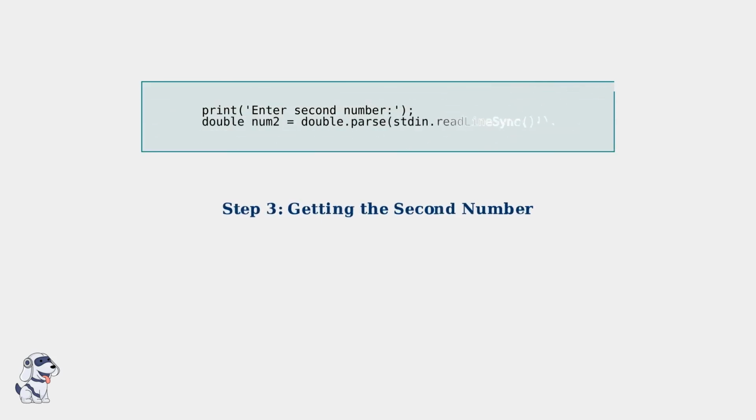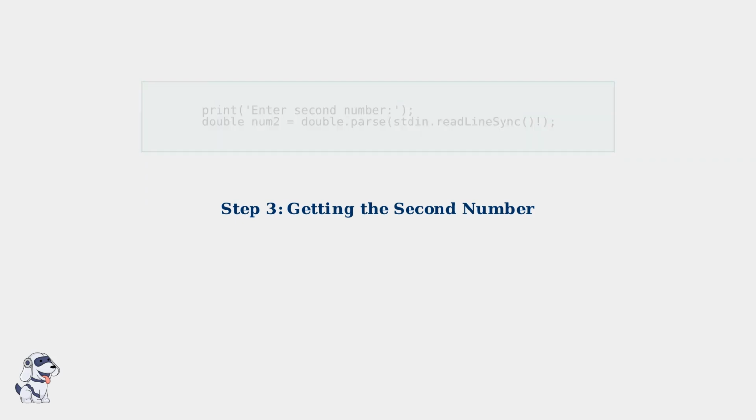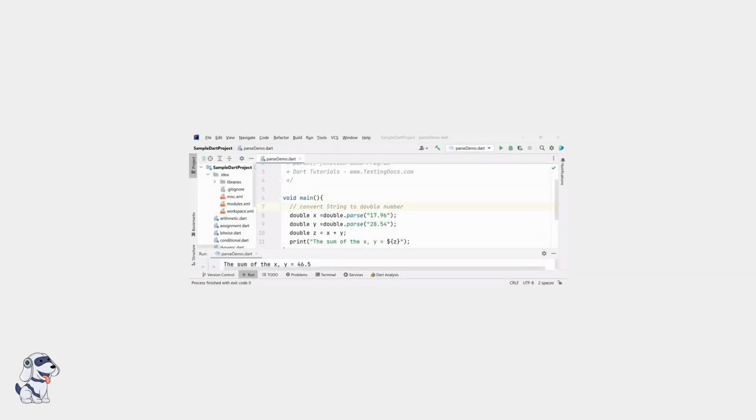Finally, we prompt for the second number. This follows the same pattern as the first number. We read the input as a string and convert it to a double for mathematical operations. This example shows how string parsing works in practice. The program converts string inputs to double numbers and performs calculations. Notice how the IDE displays the successful conversion and calculation result.